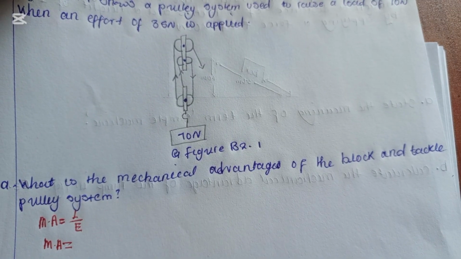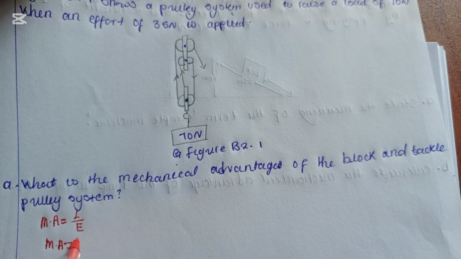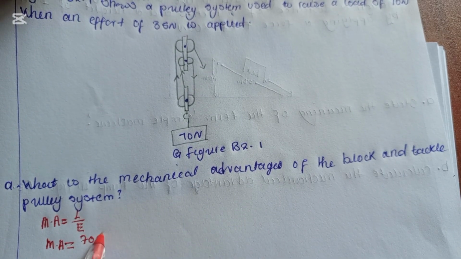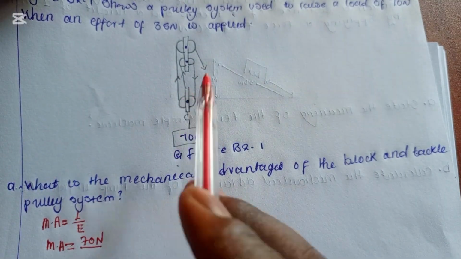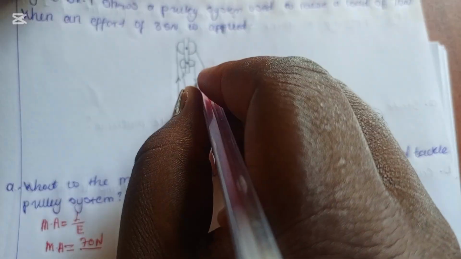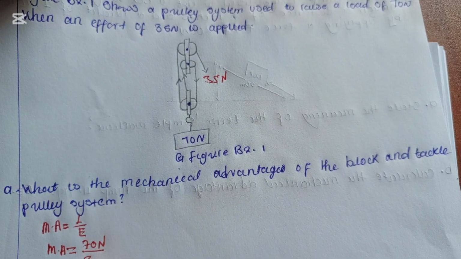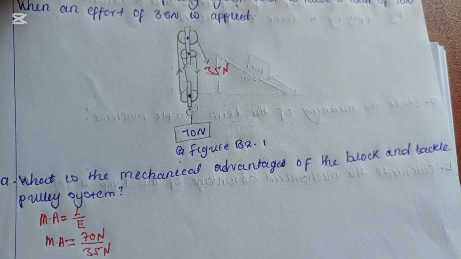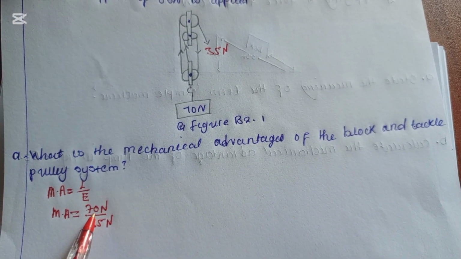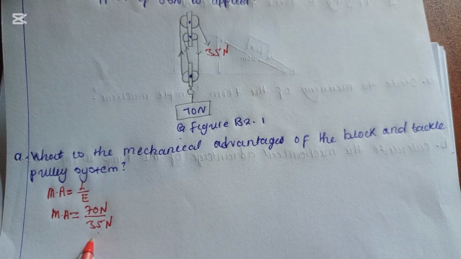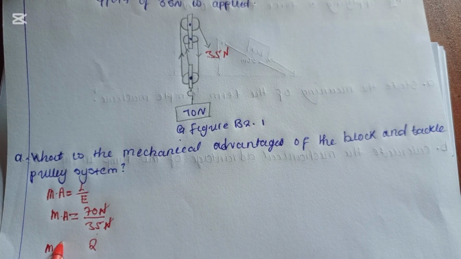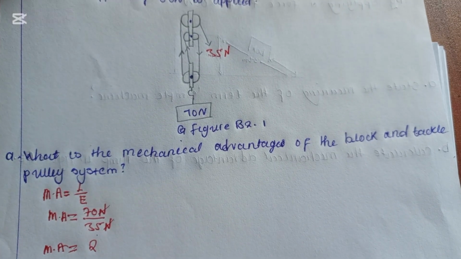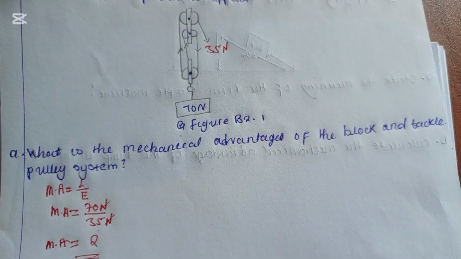So we say mechanical advantage is equal to, so our load, as you can see, is 70 newton. And our effort, the effort applied, as you can see, is mentioned in the question to be 35 newton here. So we put 35 here. Then we divide 70 divided by 35, which is 2. And newton and newton will cancel each other. So our mechanical advantage, therefore, has no SI unit. So mechanical advantage is equal to 2.